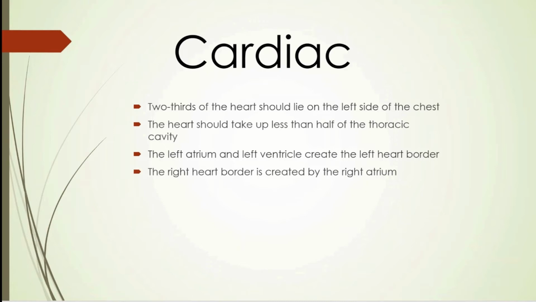So on to C for cardiac. Two-thirds of the heart should lie on the left side of the chest. The heart should take up less than half of the thoracic cavity. Anything larger than that half could mean that there's a cardiomegaly going on. Left atrium, left ventricle, of course, on your left side of your heart border, the patient's left. The right heart border, you'll see, is the right atrium.